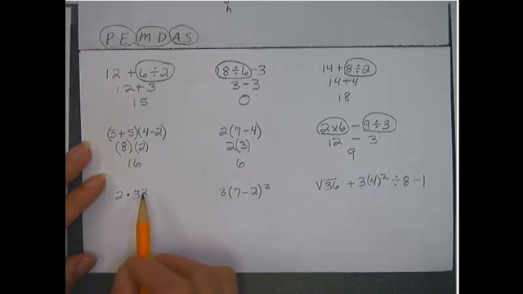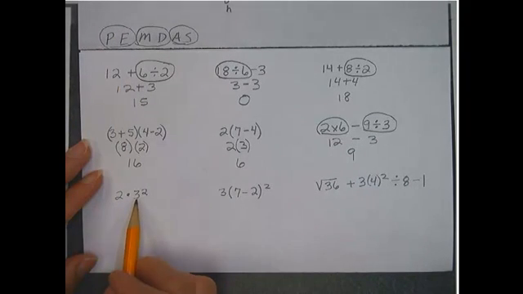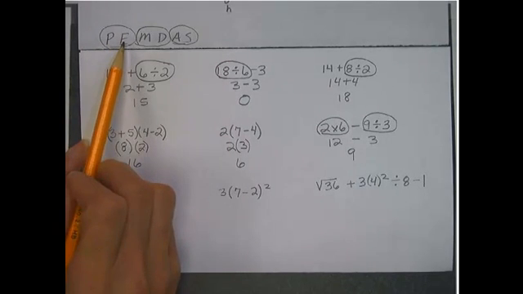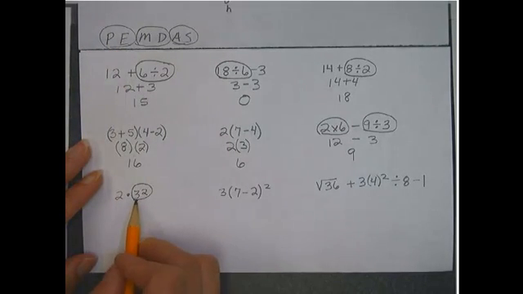This next one here, we've got an exponent. This is the first time we've had an exponent. We need to do that right off the bat. According to PEMDAS, we do parentheses and exponents first. So I'm going to go ahead and say 3 squared.